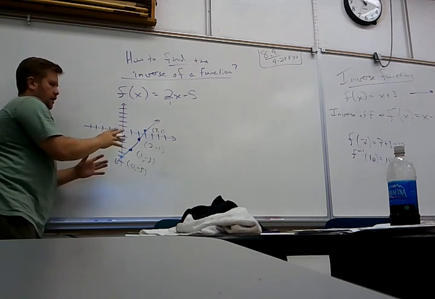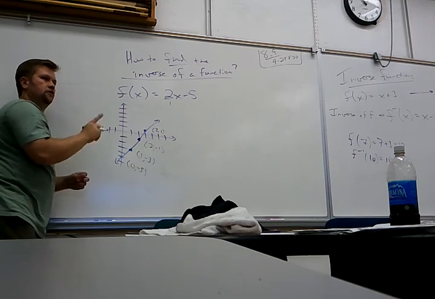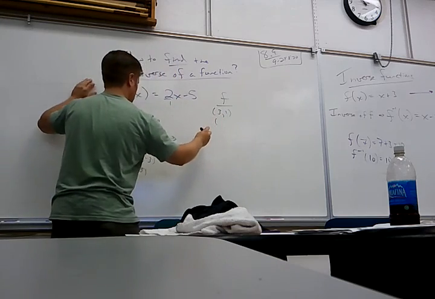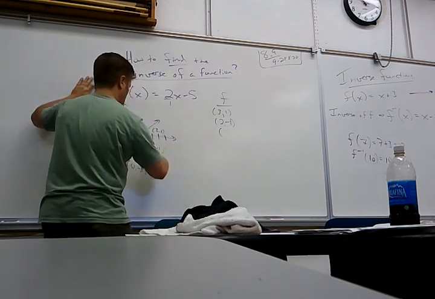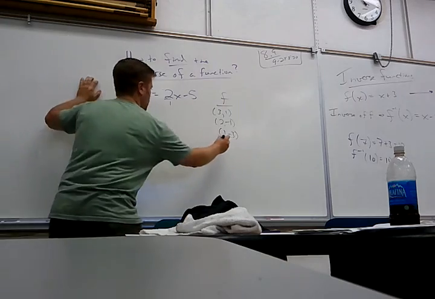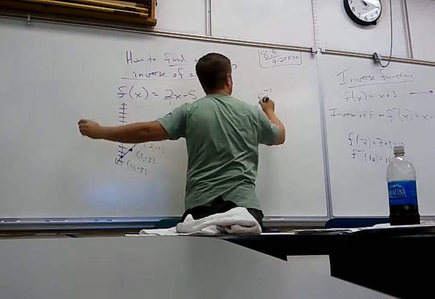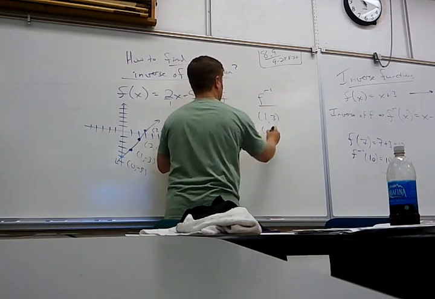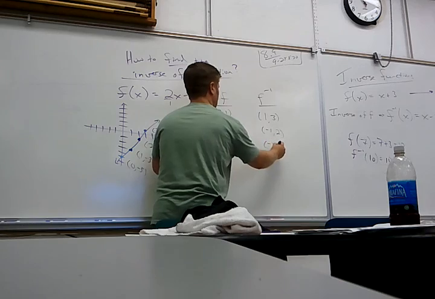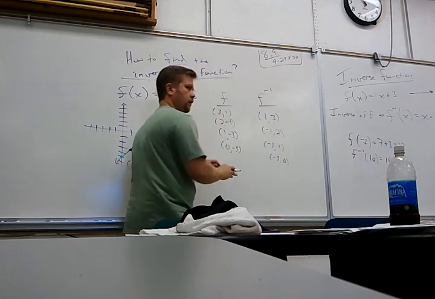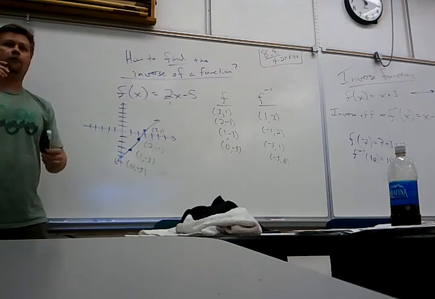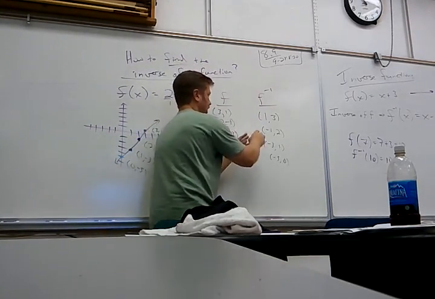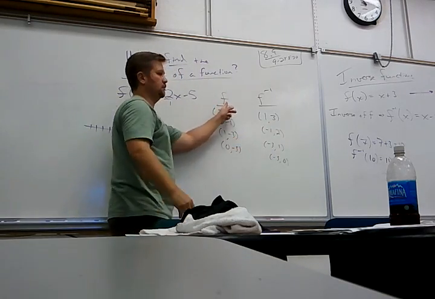But okay. So what points should the inverse go through? If my f goes through the points 3, 1, 2, -1, 1, -3, 0, -5, what point should f inverse go through? 1, 3. Right? Because whatever f did to 3, it made 1. F inverse is going to come back and say, change 1 back to 3.